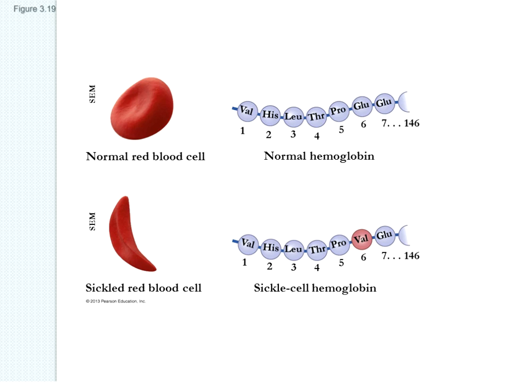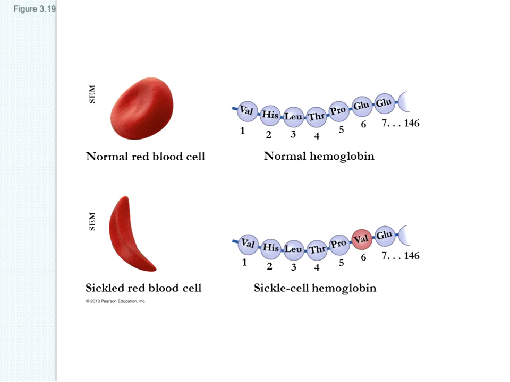Other misfolded proteins are associated with diseases. So here is a segment of a protein for normal hemoglobin, and a mutation has changed just a single amino acid, and now this protein will not properly fold and cannot help the red blood cell keep its normal shape.